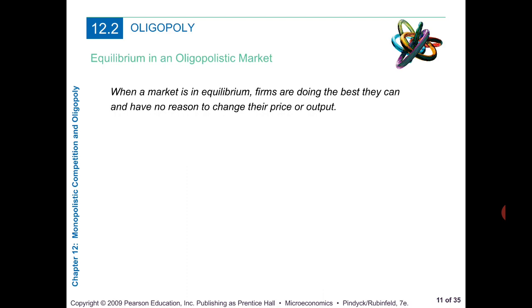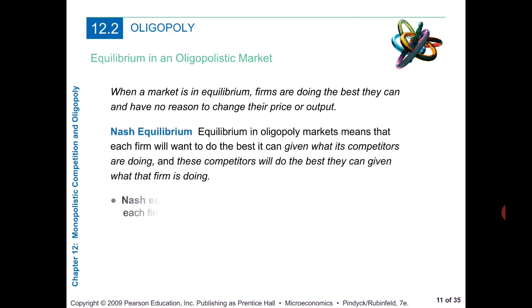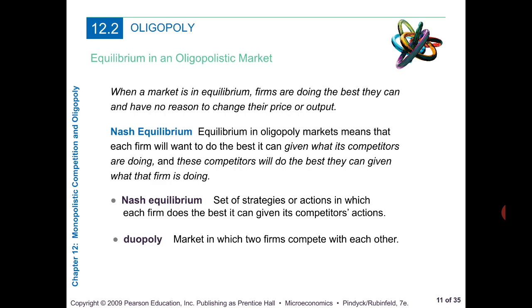So what's the equilibrium? The equilibrium in an oligopoly market is different in the sense that we call this Nash Equilibrium, that each firm will want to do the best it can given what its competitors are doing, and the competitors will be doing the best they can given what the firm is doing. So basically their equilibrium comes from them doing the best given what their competitors are doing. Their optimal results depend on what other firms are doing, not just entirely on what they do with their price and quantity, their own MR, their own MCs, and so on.